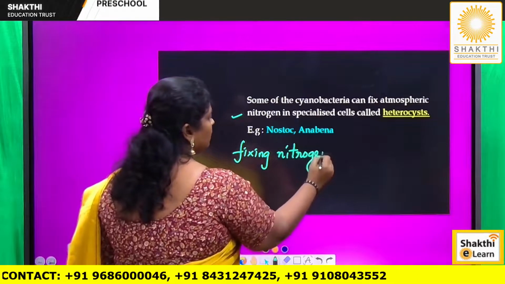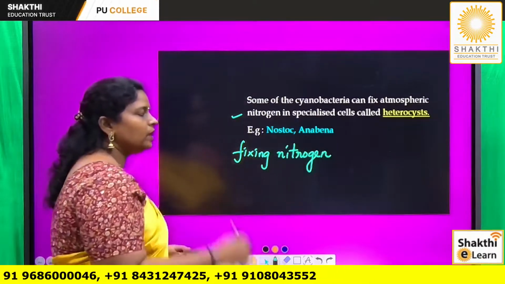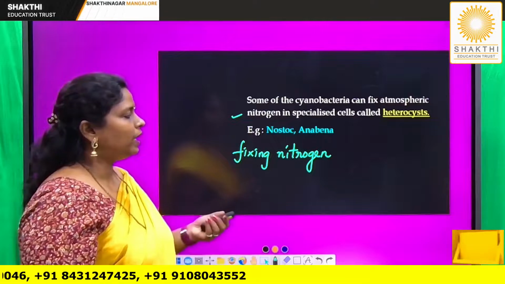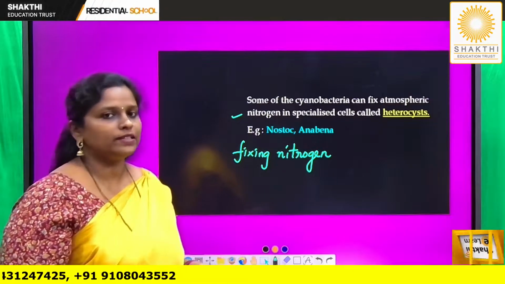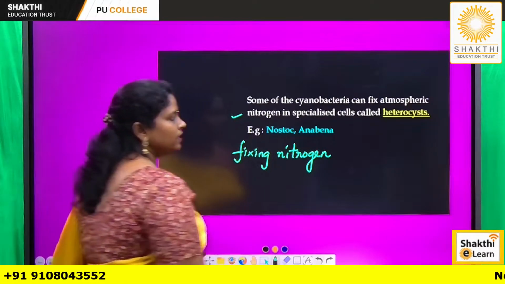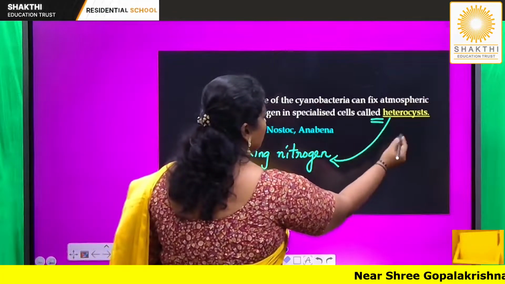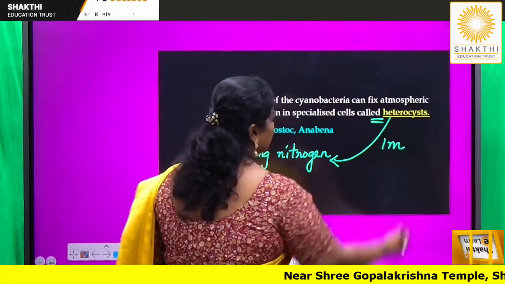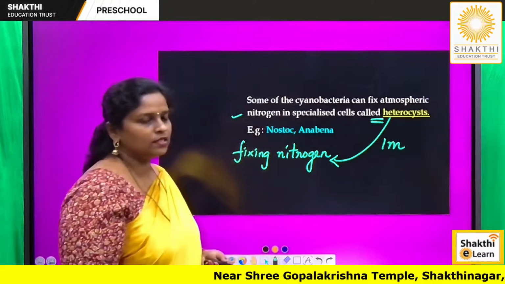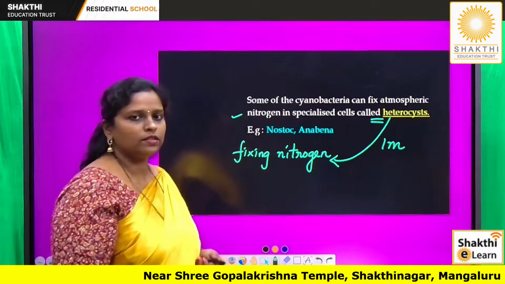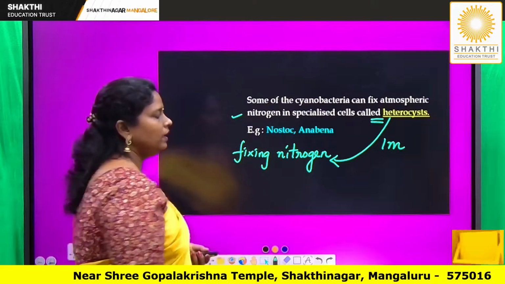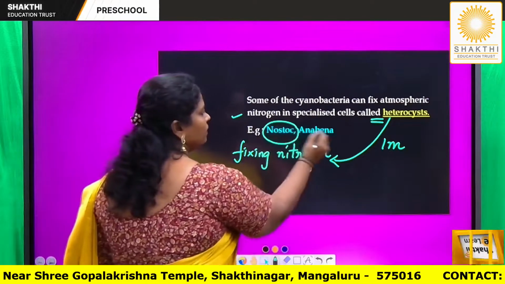Nitrogen fixation is a process in which available nitrogen is trapped and converted into nitrates and nitrites. The cells which are fixing atmospheric nitrogen here are heterocysts. Very important for 1 mark. Please make a note of this. What are heterocysts and what is the function of heterocysts can be asked separately. Examples also can be asked for 1 or 2 marks.